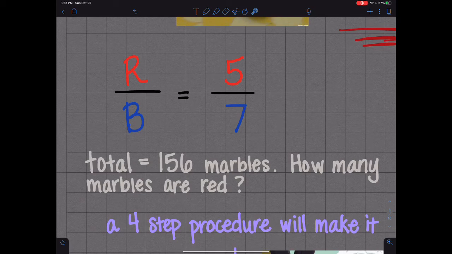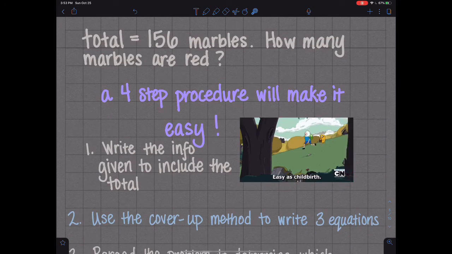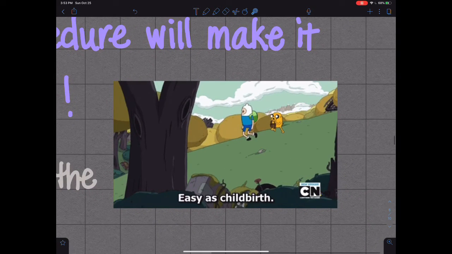So what they do is they give you a 4-step procedure that will make it easy. 4 steps, and it will be easy. Yeah, right. Easy as childbirth, right?